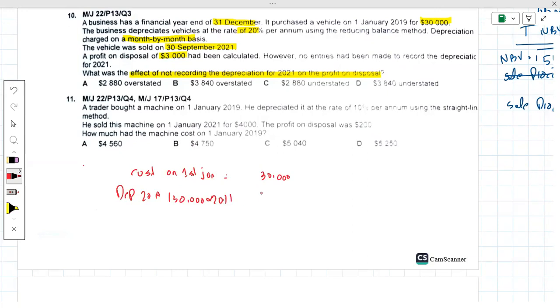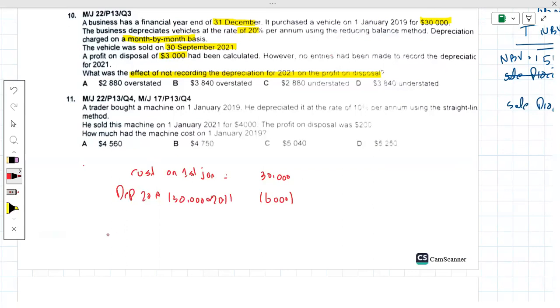So you would get 6,000 for it, because we are charging the depreciation for the whole year, because we sold this asset on 30th September. So from 1st January 2019 to 31st December 2020. So this is the whole year's depreciation.